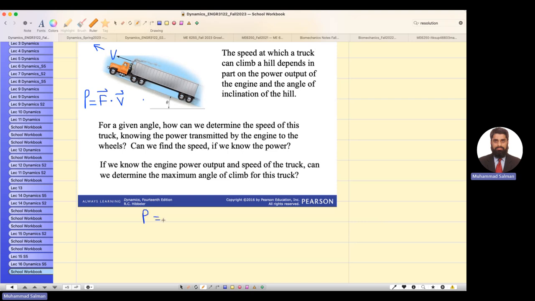So some of these trucks, how much horsepower do they have? Do you have any idea what the horsepower of a semi truck like this one is? 1,000? 1,200?